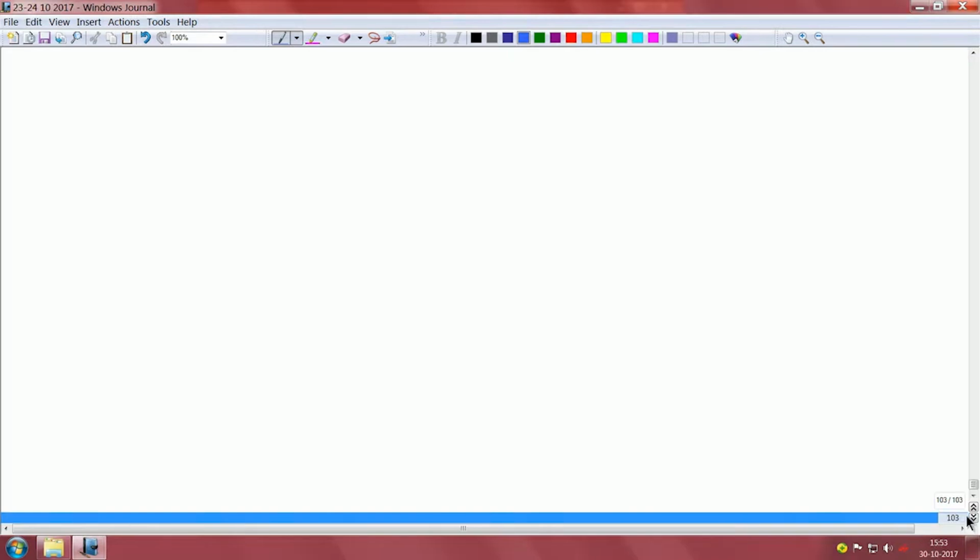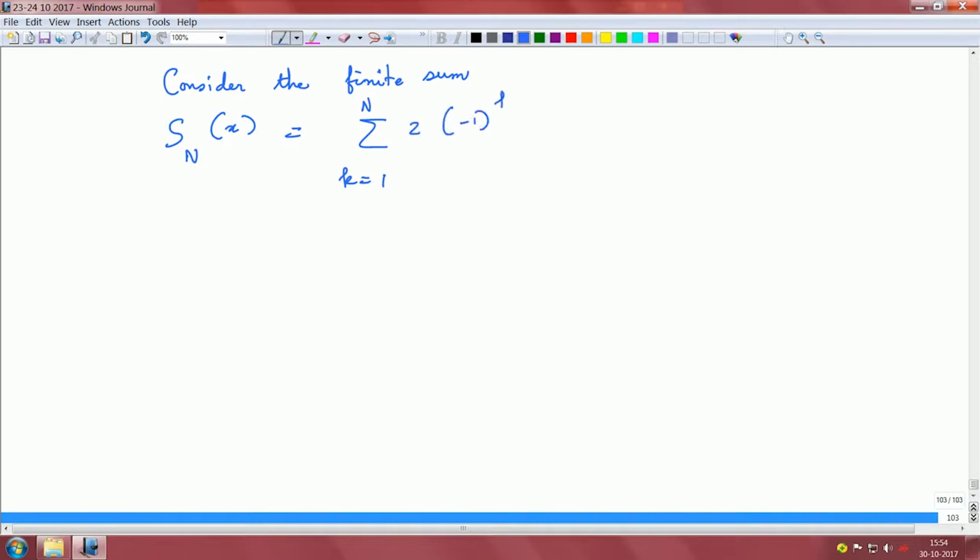Okay. So, now let us look at the finite sum case. So, instead of N being infinite, capital N is now finite. That means I take the first capital N terms in the Fourier series expansion, and then I compute.